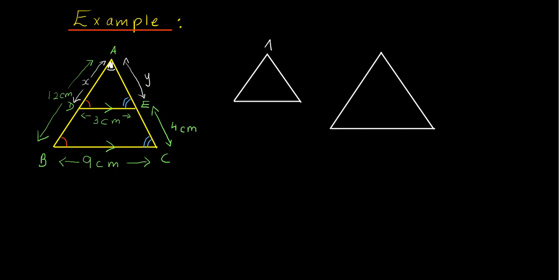Now I'm going to label the smaller one ADE so you can visualize things a little bit better. AD is x, AE is y, and DE is 3 centimeters. And then triangle ABC: AB is 12, AC is y plus 4, and BC is 9 centimeters.